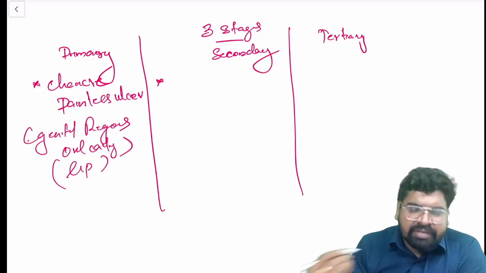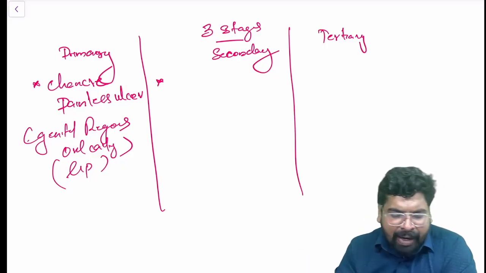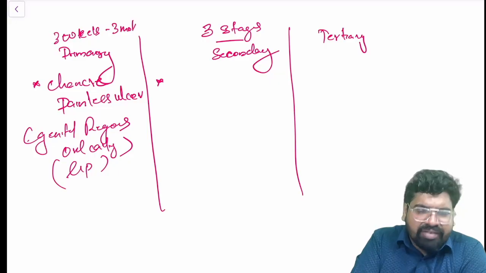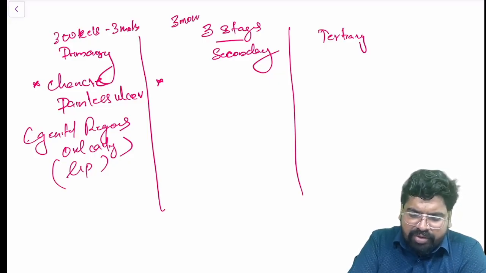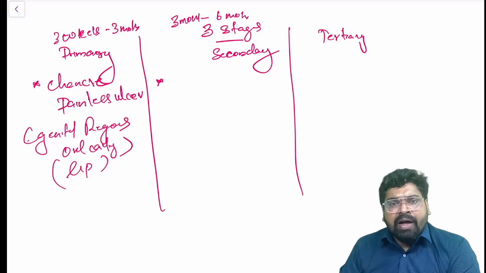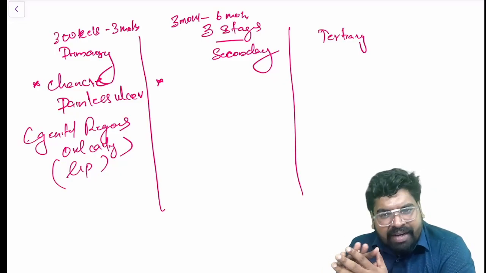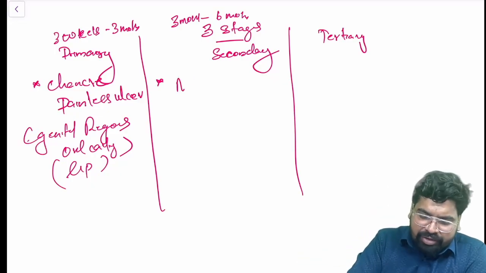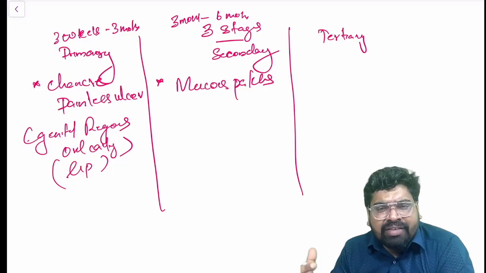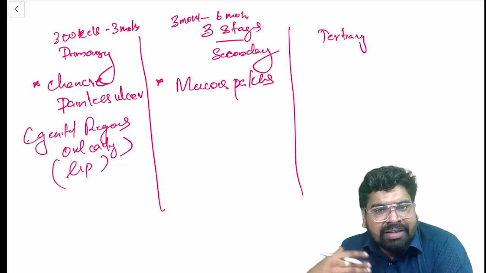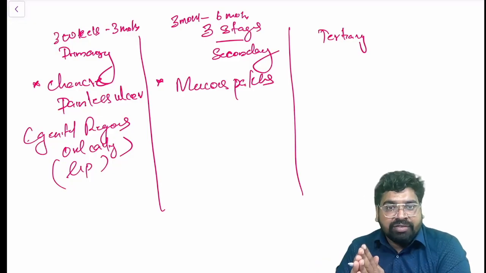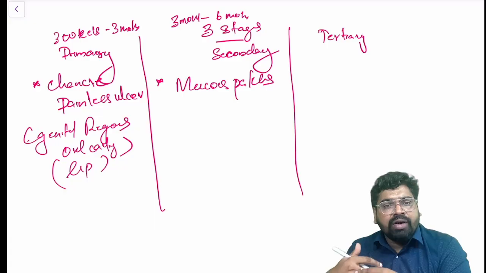In the secondary stage of syphilis, after the primary stage, which lasts nearly 3 weeks to 3 months, from 3 months to 6 months we can say it is going to secondary syphilis. In secondary syphilis, you can see redness or patches on the body, called mucous patches. These patches, redness, or eruptions are seen on the skin, and this condition is very contagious. This can cause transmission.